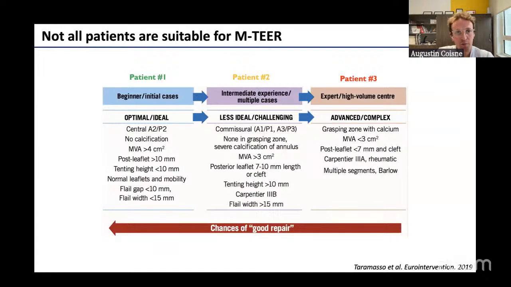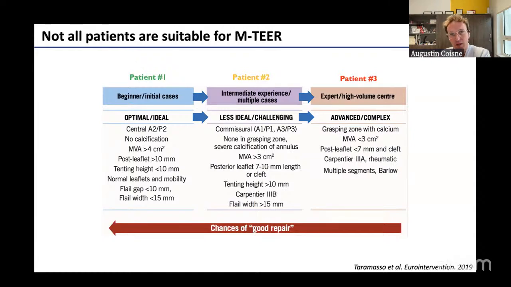On the left side, you have patients like our patient number one, let's say ideal, optimal for beginner centers, not like a Monty, of course, with a pathology in the central segment, A2P2, with no calcification, with enough area, no stenosis, meaning a mitral valve area more than 4 centimeters square, with enough posterior leaflet, more than 10 millimeters, normal mobility, and not too important flail gap or flail width.